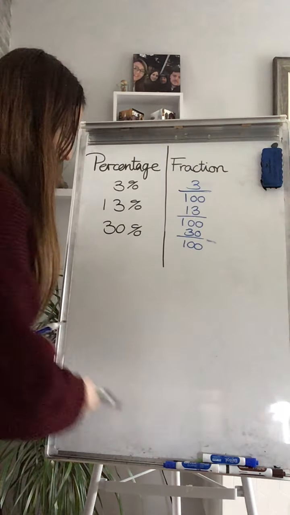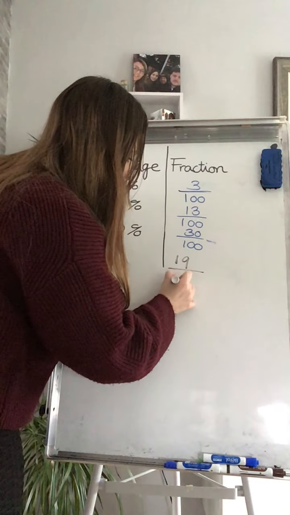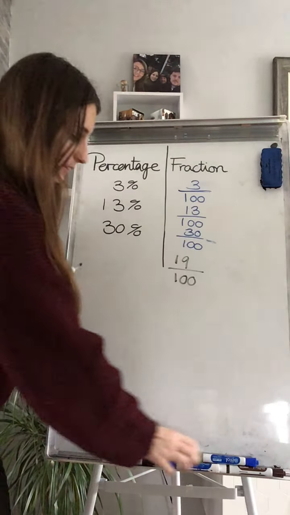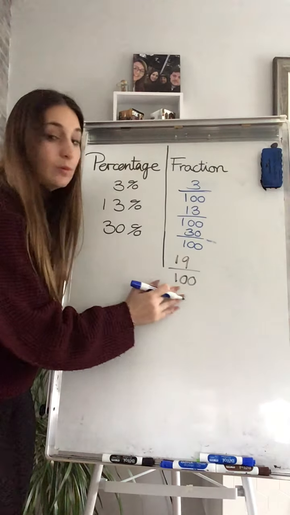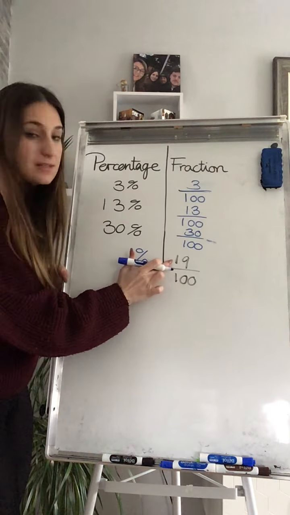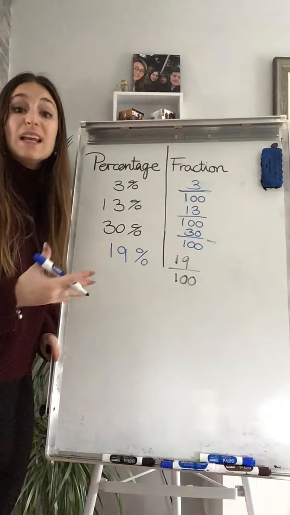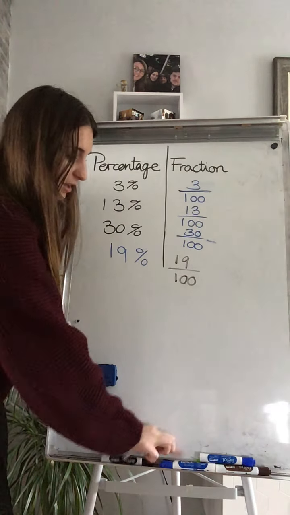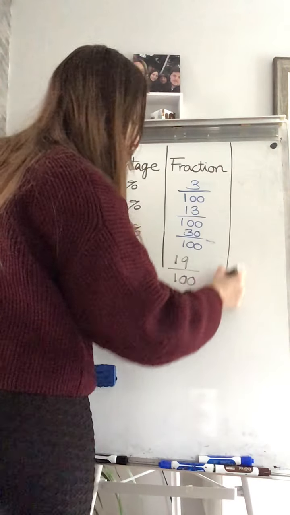And the last one, you had to do the opposite. You had 19 hundredths, and you have to change it into a percentage. So for doing that, you have to see that it is out of 100, so percent. How many percent? 19% you have. Okay, really easy.